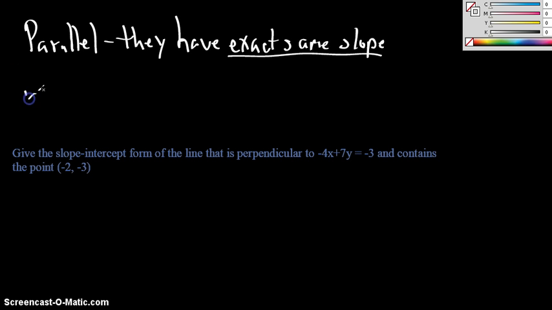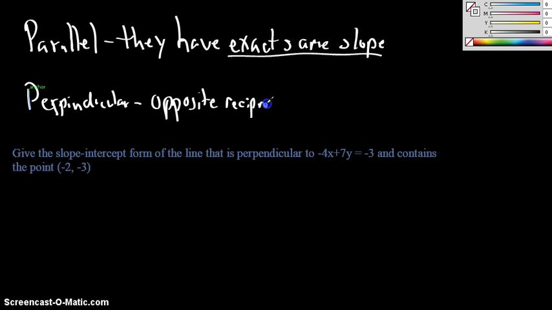Perpendicular, on the other hand, we want to make sure we know has opposite reciprocal slopes. So perpendicular, they have opposite reciprocal slopes. Okay, so opposite reciprocal, a quick example.